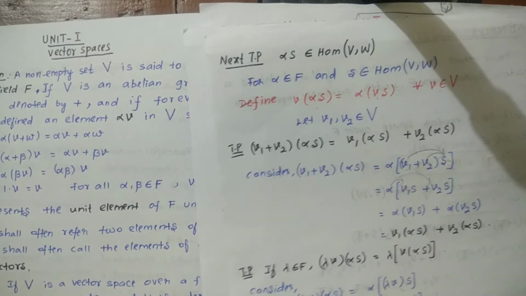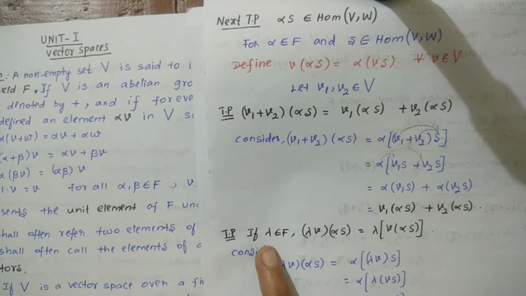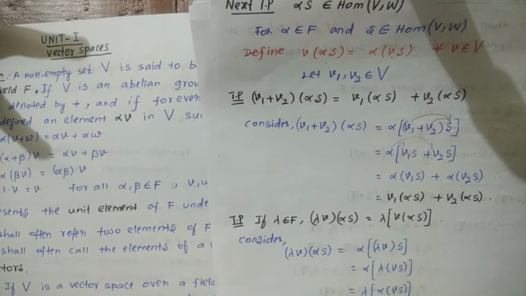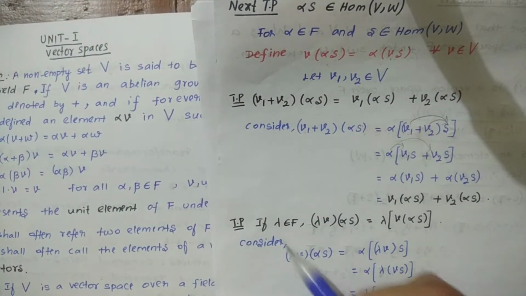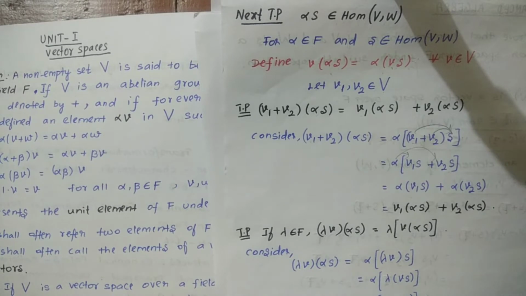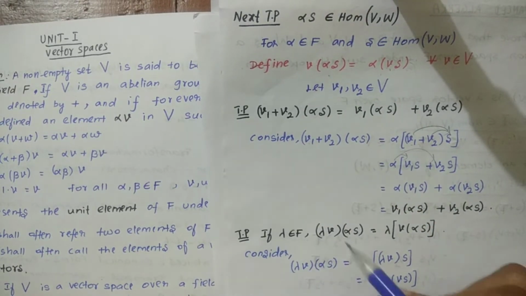And the second condition is, you are taking a scalar, that is lambda, to prove this condition. You need a scalar to prove the second condition of homomorphism. So you are taking lambda belongs to f. Already in the previous part you took alpha, so here you should not take alpha. You may get confused, right? So that is why here you are taking lambda. Lambda belongs to f, and you are going to prove this.